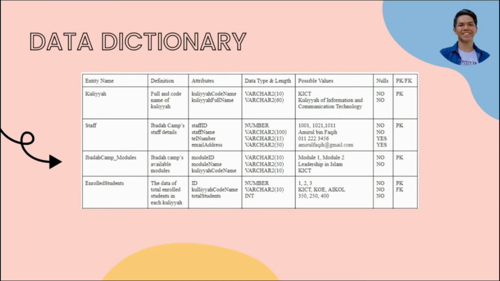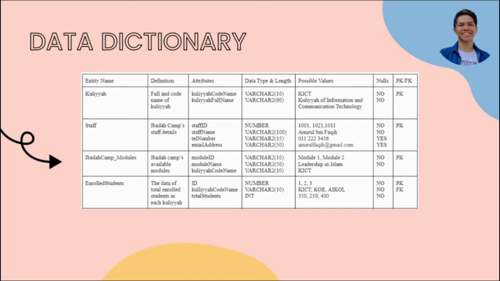Okay, next, we move on to the data dictionary of our system. Here, we have kuliah as our first entity, which will store the code and full name of kuliah, and consists of 2 varchar data types, and here we put the code name of kuliah as our primary key. Secondly, we have staff to store the staff details, consisting of 4 attributes: staff ID, staff name, telephone number, and email address. The third entity of our system is the Ibadah Camp modules, to store available modules, and it is also filled with 3 varchar.